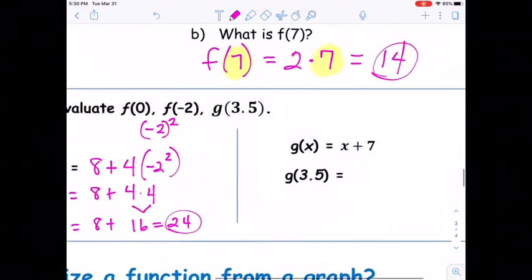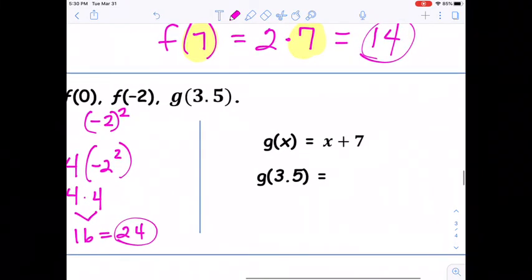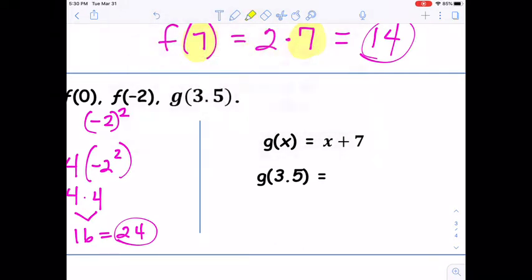And then we want g of 3.5. G of x is a different function. It is x plus 7. So my input value is 3.5. It's going to go in for that x. Substitute it in. 3.5 plus 7 is 10.5.